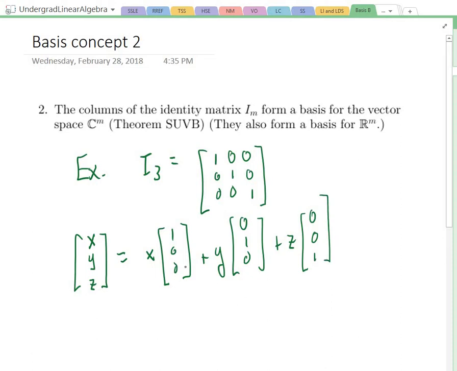All right. And certainly these three vectors are linearly independent. So the vectors are linearly independent. The only way to get 0, 0, 0 is to make x equals 0, y equals 0, z equals 0.